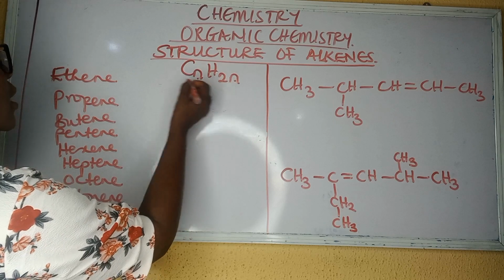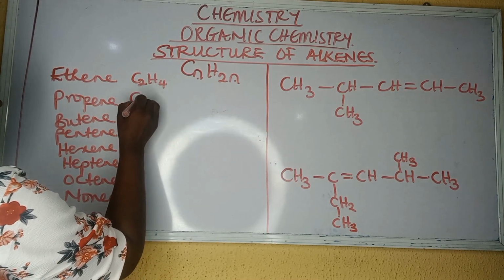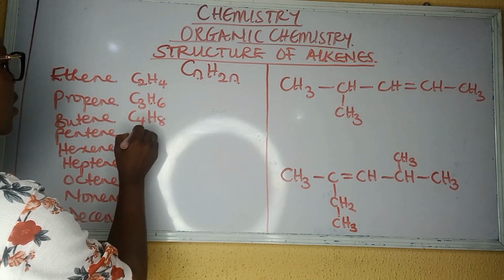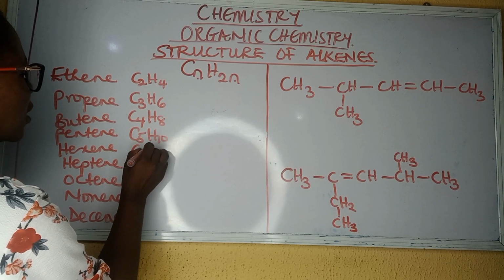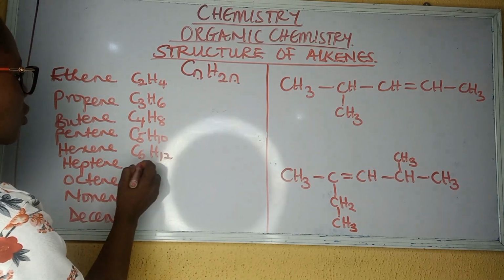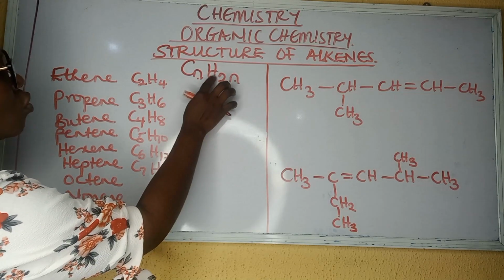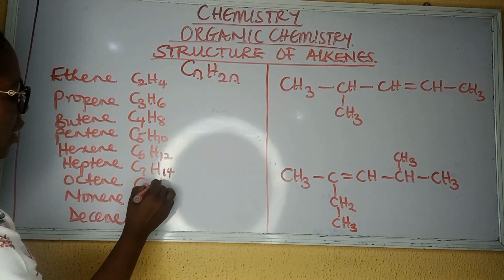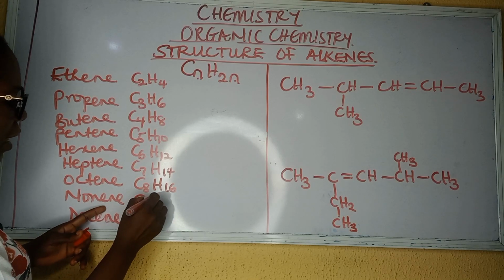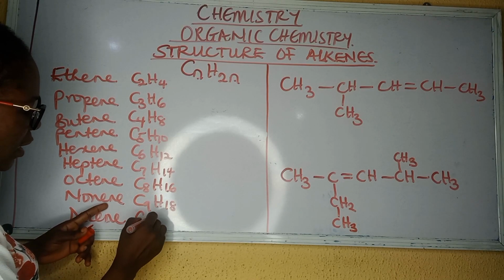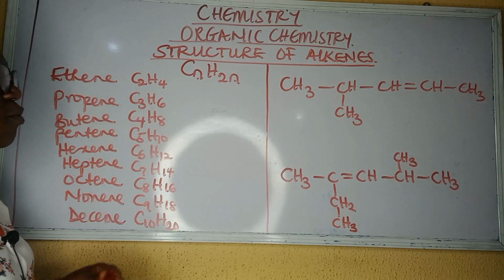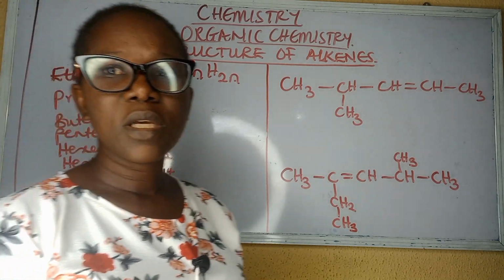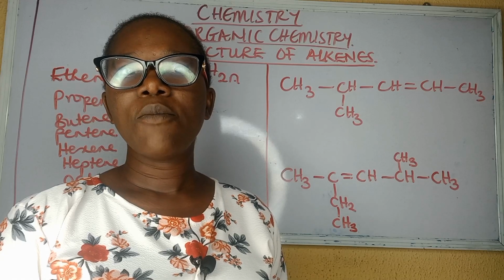Now, ethene has 2 carbons here. 2 multiplied by 2 is C2H4. While the next member is C3H. 2 multiplied by 3, that is 6. Then C4H. 2 multiplied by 4 is 8. C5H10. C6H12, because 2 multiplied by 6 is 12. Then we have C7H. 2 multiplied by 7 is 14. C8. 2 multiplied by 8 is 16. Then nonene is C9H18 and C10H20. These formulae represent their molecular formulae, and it is different from their structural formulae. We can also use it to get their structural formulae.